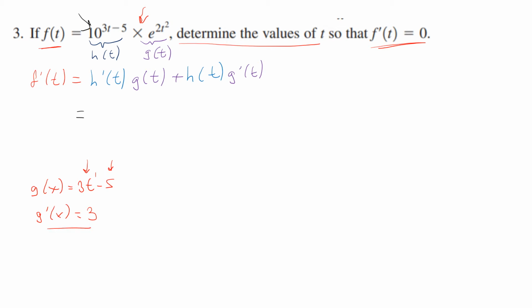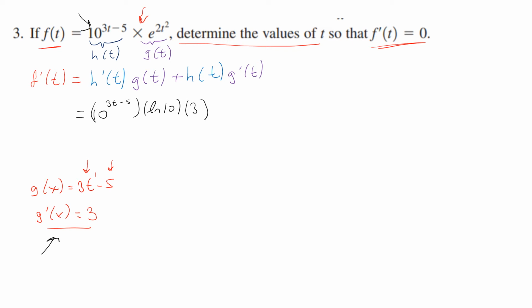Remember what I said for b to the power of g(x)? What we do is keep it the same, so 10 to the power of 3t minus 5. Apply ln b, so I apply ln, and my b value is 10 in this case. And then multiply it by the derivative of g(x) over here, which will be 3.